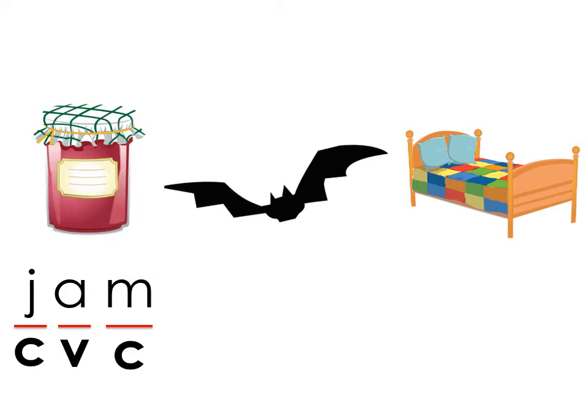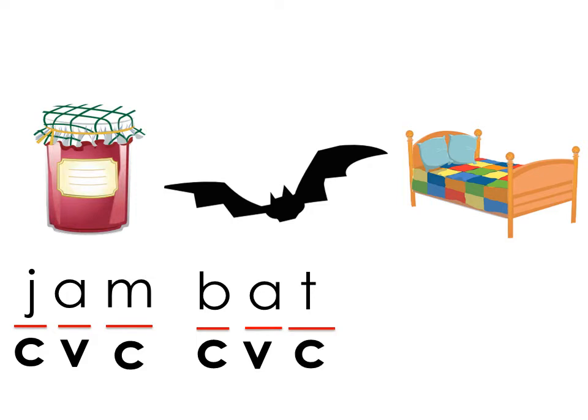Now let's look at this picture. Is this picture familiar to you? That one is an example of a bat. Now, letter B. Is it consonant or vowel? It's an example of consonant. How about letter A? That one is an example of vowels. And how about letter T? Letter T is an example of a consonant.